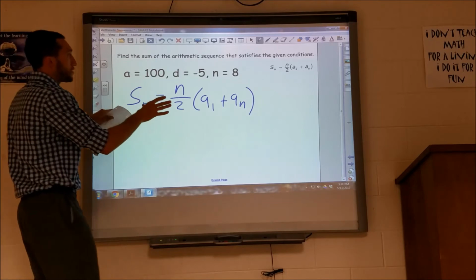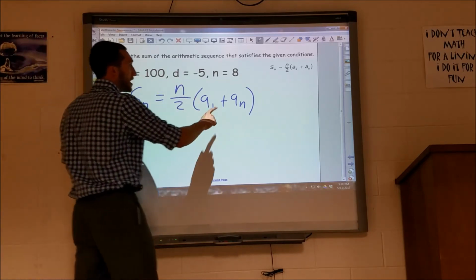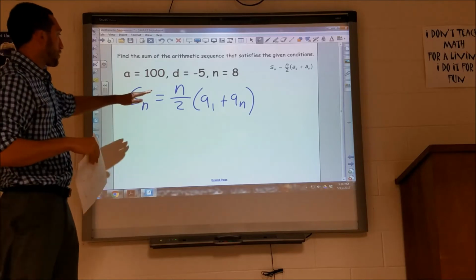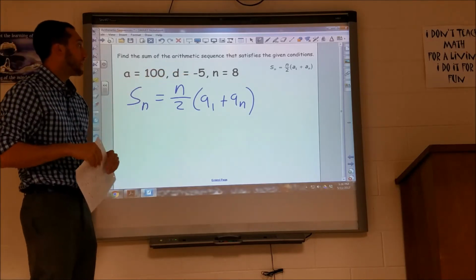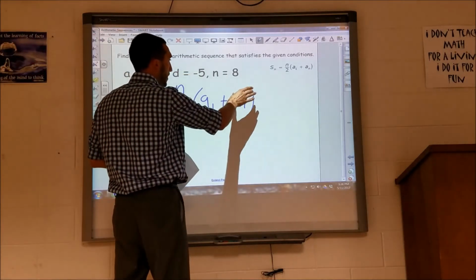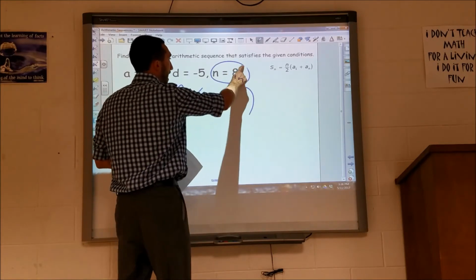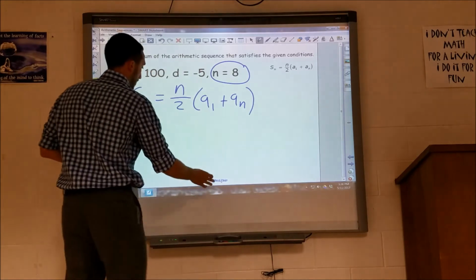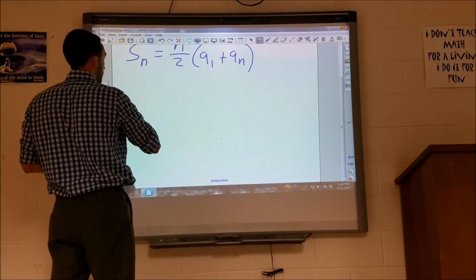So, first thing I need to do in order to use this equation is I need to know a sub n, right? I need to know the eighth term in order to use the partial sum. So I need to solve for a sub n first for the eighth term. So that's what I'll do first. So I'll do that separately.